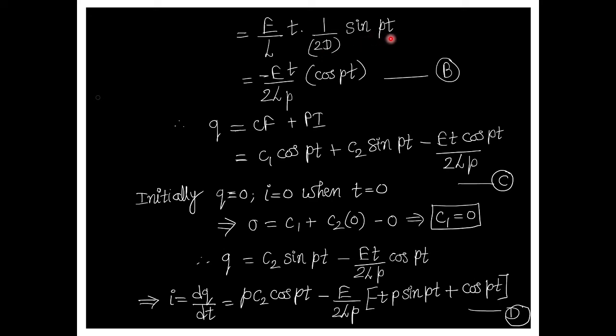Again substitute the same value, but here we have a D term, so we cannot form D square in the denominator, otherwise we have a simple D in the denominator, therefore we integrate the sin pt term. Integration of sin pt is minus cos pt by p. Lastly, we write q equal to CF plus PI. This is equation number 2.